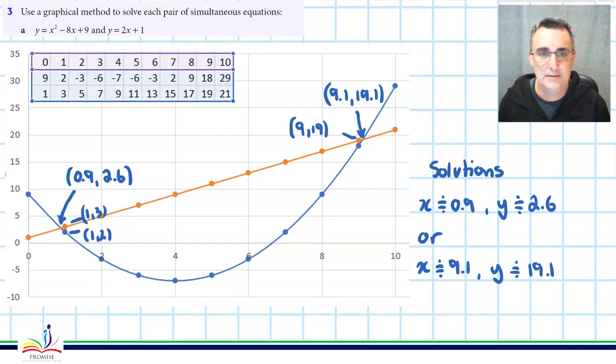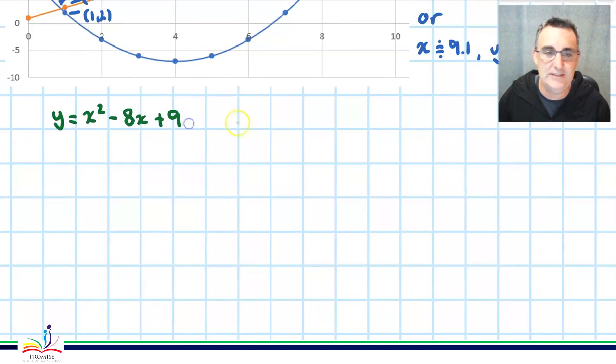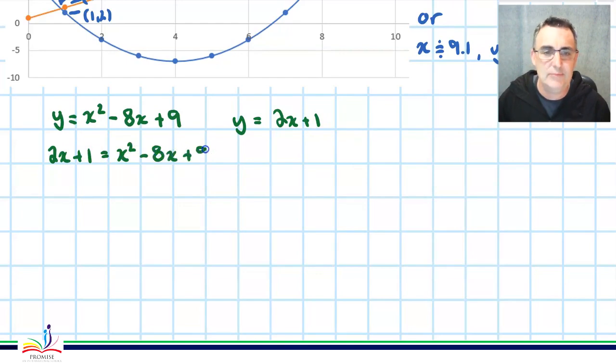But let's solve that in a better way and check to see how accurate we are. Okay, so to solve it a better way, we're going to grab those 2 equations. We're going to say, how can we solve it? Well, y equals one of them, y equals the other one. So let's do substitution and just say 2x plus 1 is equal to x squared minus 8x plus 9. All right, we can rearrange that to make it a quadratic. We take the 2x plus 1 over to the other side and subtract it. And we'll get x squared minus 10x plus 8 equals 0.